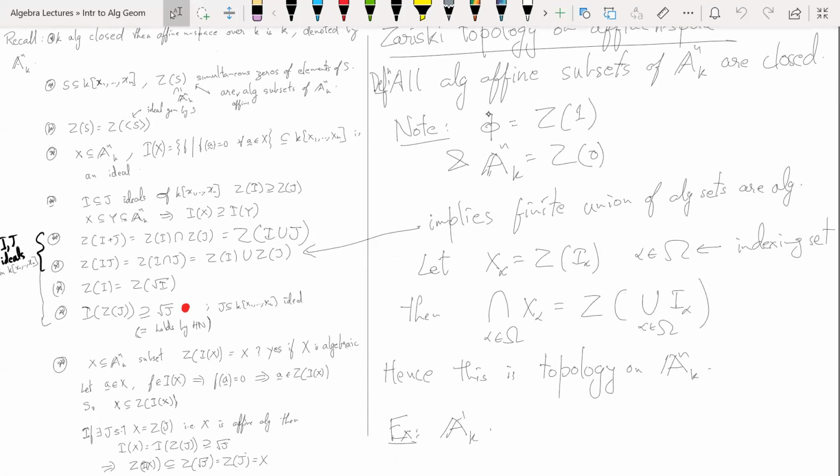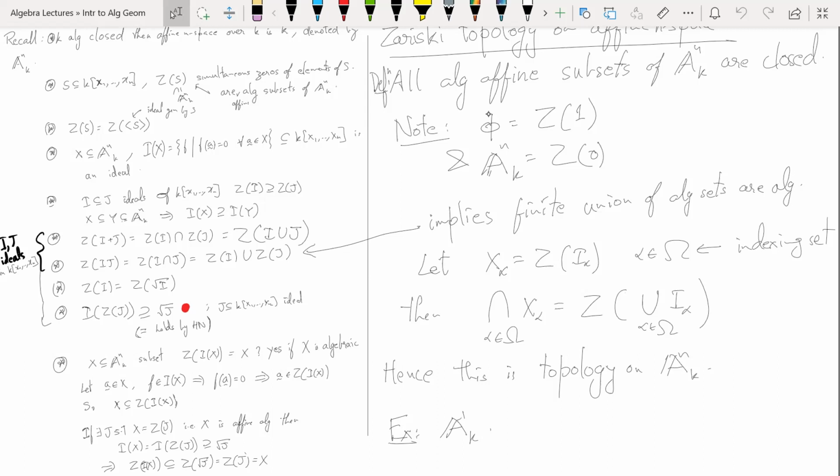So let's check. Of course, if you take the zero set of the constant element 1, or any unit for that matter, then the zero set is empty. So the empty set is an affine algebraic set. Hence, the empty set is closed. And if you take the zero set of the zero polynomial, then you get the whole affine space. So the whole of affine space is also closed.